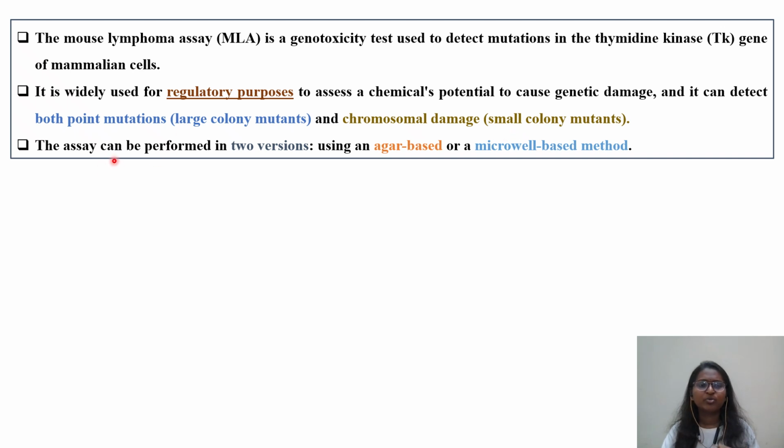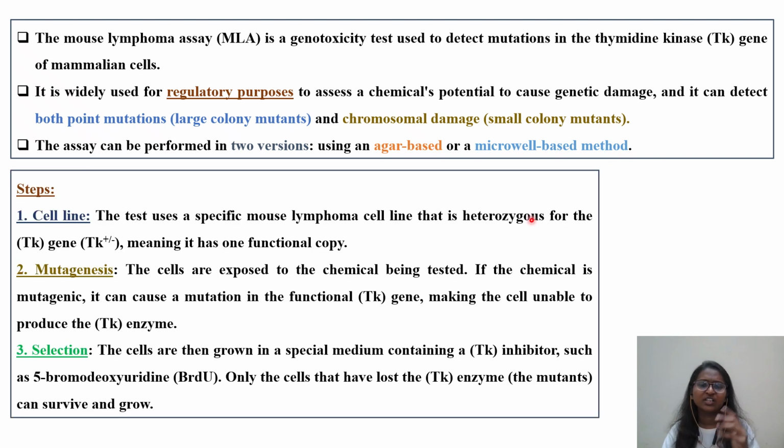This mouse lymphoma assay can be performed in two versions, using an agar-based and a microwell-based method. There are two methods for this, which you will learn in the principle. What are the different steps? Let's see. Cell line: the test uses a specific mouse lymphoma cell line that is heterozygous for the TK gene, TK plus as well as minus, meaning it has one functional copy.